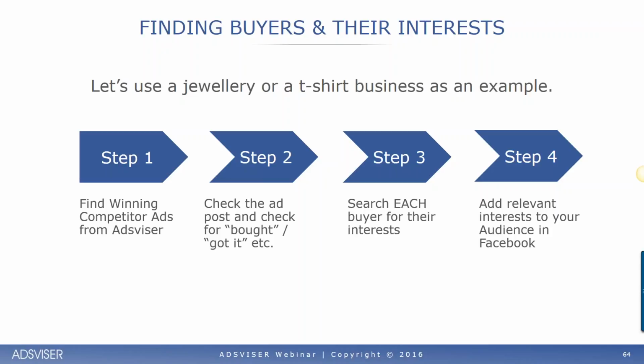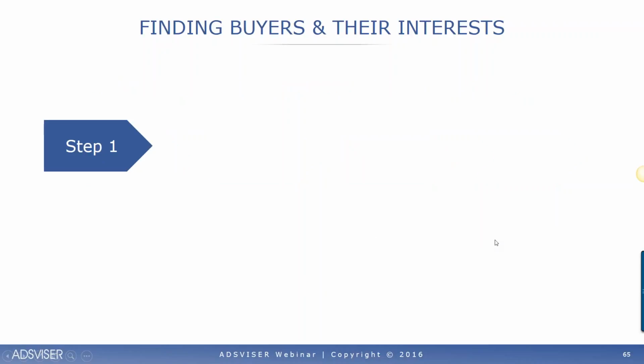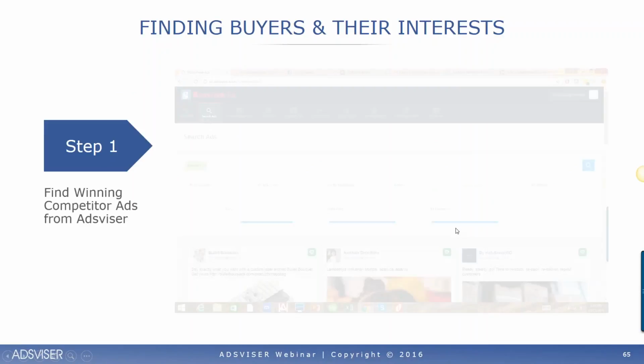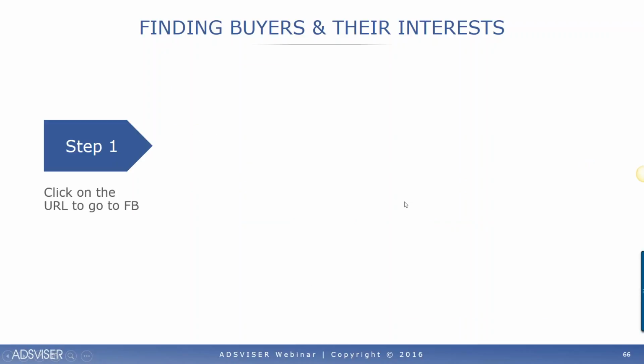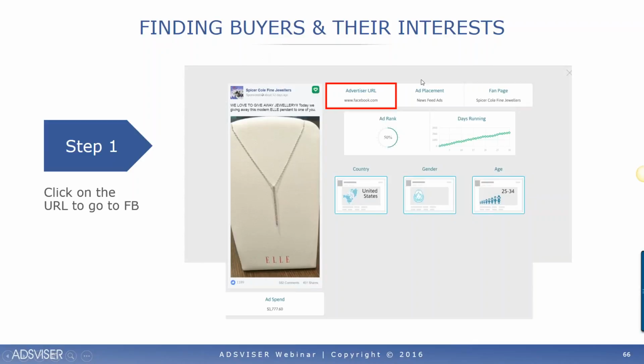Okay, so let me show you some screenshots. Here's how. Step 1, very, very simple. Find winning competitor ads. So what we're going to do is, within Adsviser, and I'm actually going to go in and show you this, we want to get in maximum information for the time. So we type in jewelry and we get all these sorts of ads coming down below. We're in search ads. And then we click on the URL to go to Facebook, okay? So this is the actual ad that's being served.